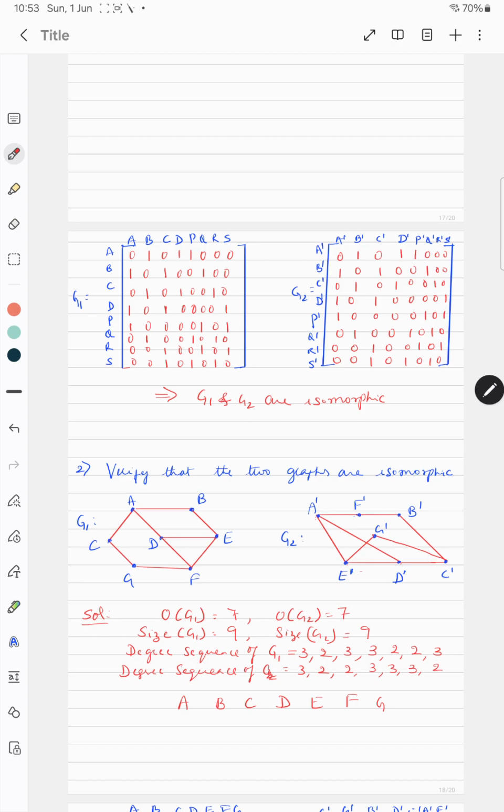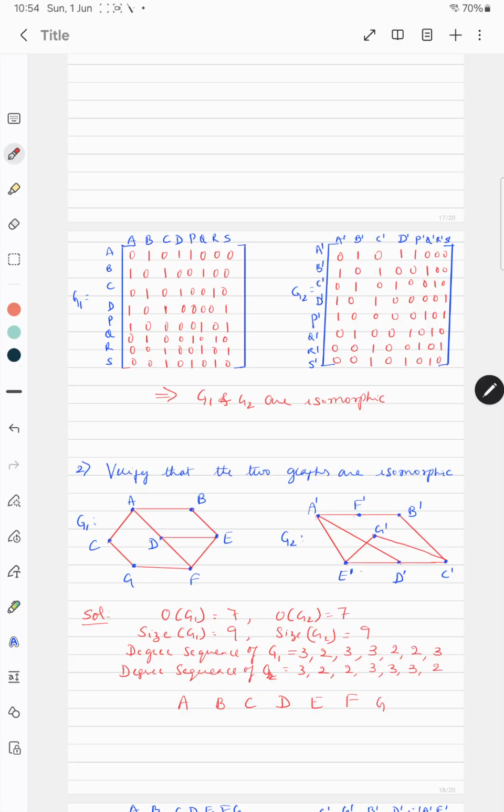2, 2 and 3. Now you have vertices of G2, A dash, E dash, D dash and C dash of degree 3. So out of these 4 vertices, to which vertex should I map A? Suppose I consider A dash, it is of degree 3, but it is adjacent to F dash of degree 2, D dash of degree 3 and E dash of degree 3. Here I have 2, 2, 3. Here I am getting 3, 3, 2. So I cannot map A to A dash.